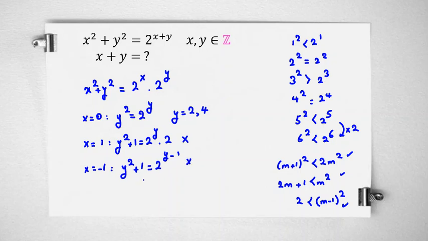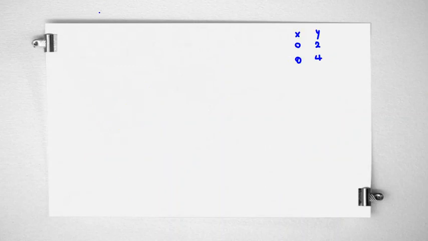Now, we want to check that. Can we consider for general n? So let's consider different cases. If, for example, x, y are greater than or equal to 0, if both of them negative. Case 1. If x and y are at least zeros, x squared plus y squared equal to 2 to the x times 2 to the y.